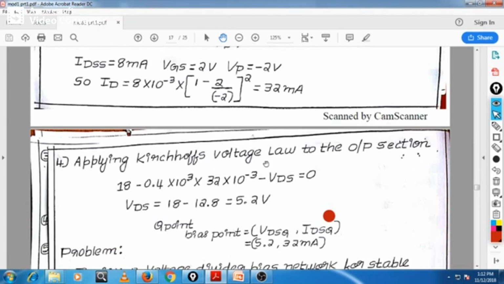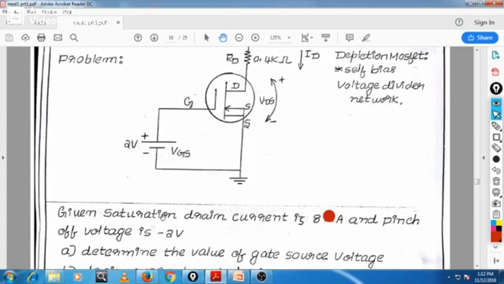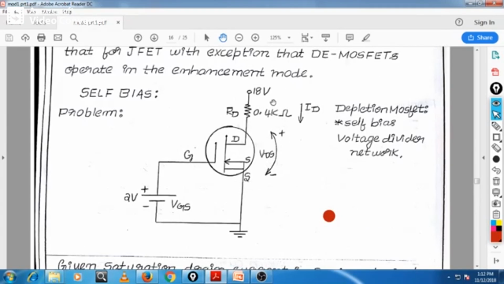Next, applying the Kirchhoff voltage law to the output section, you have to find out the VDS. So how do we apply the Kirchhoff voltage law to the output section? This is our output section. Here you have to apply the Kirchhoff voltage law. What does Kirchhoff voltage law say? It says the algebraic sum of the voltage source and voltage drops across various resistors is 0.